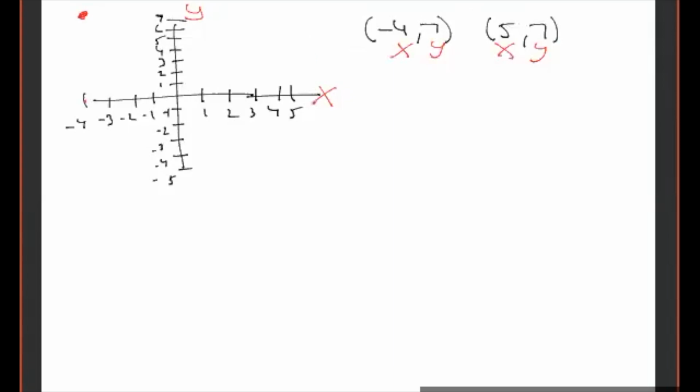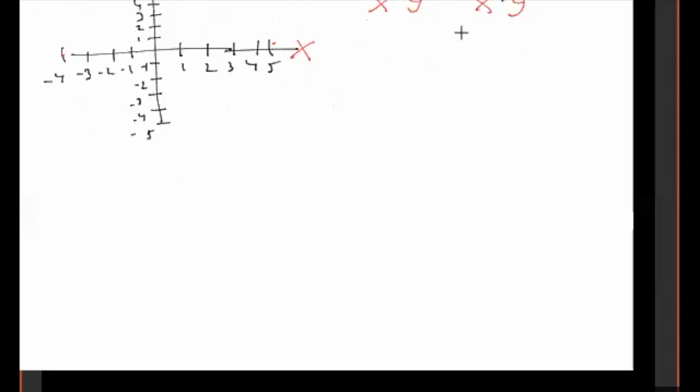And then let's call this A. And this is B. And B is 5, 7. Find the 5 on the x-axis. You go up 7 spaces, so it'll be around over here, right? And we call that B.